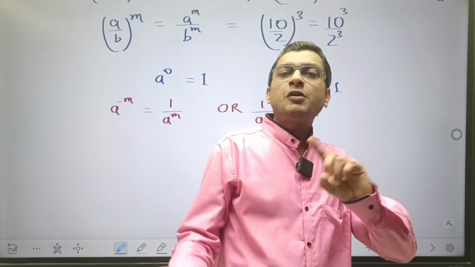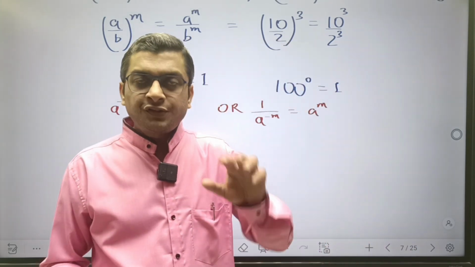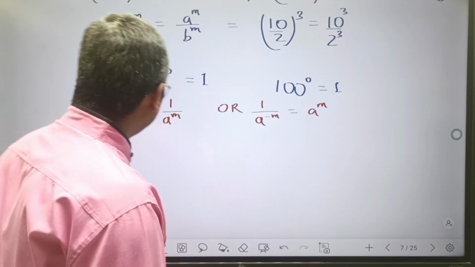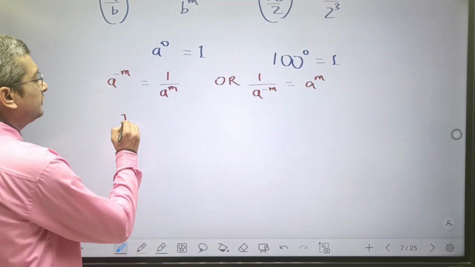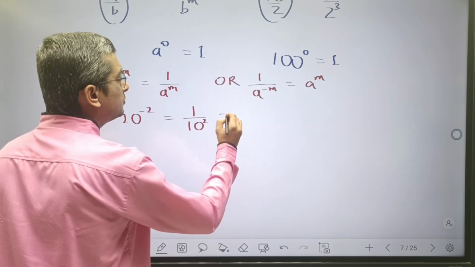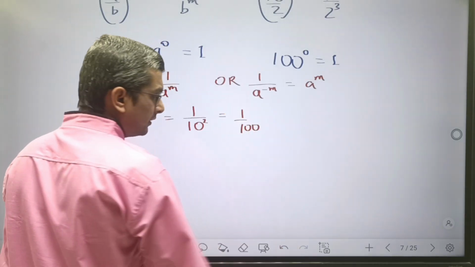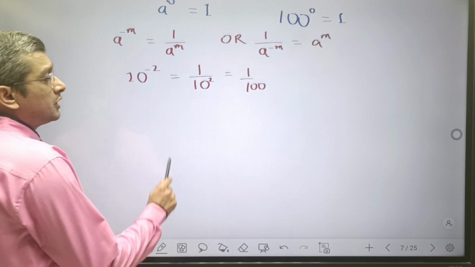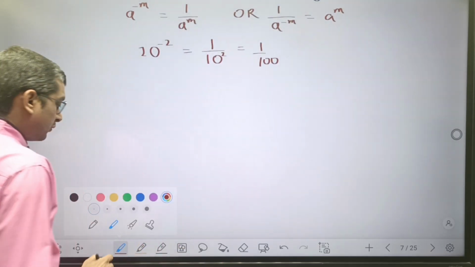So change the sign of the power if you shift the term from numerator to denominator or vice versa. For example, if you write 10 to the power minus 2, so this is 1 by 10 to the power 2, that is 1 by 100. So these are the things. Now let us talk about surds.